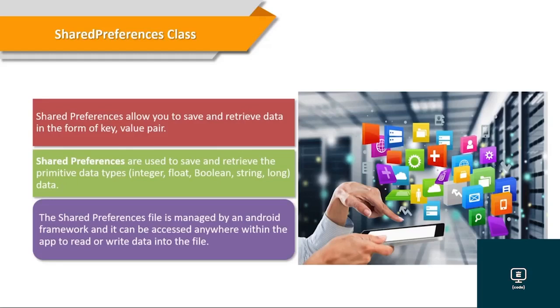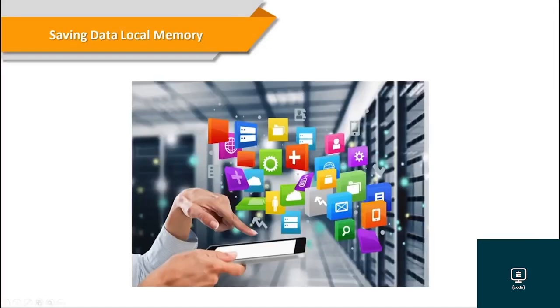So this is how you use shared preferences class for these kinds of applications. So I think the explanation is enough. So let's get to Android Studio and see how to save local data using the shared preferences class. Shared preferences, saving data in the local memory.